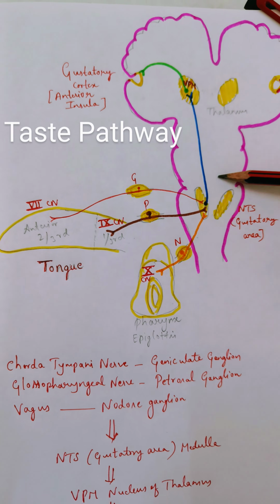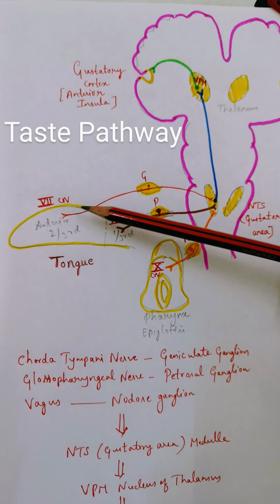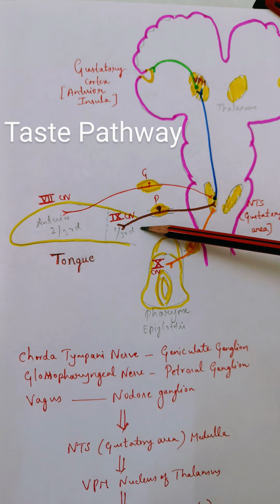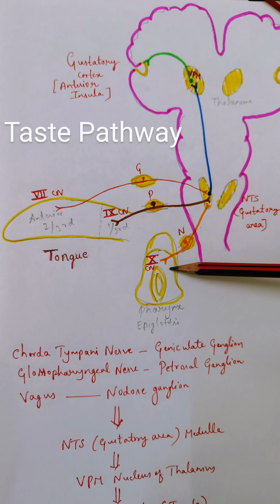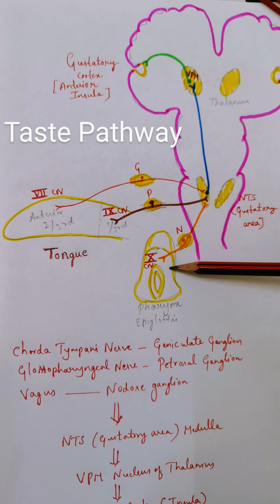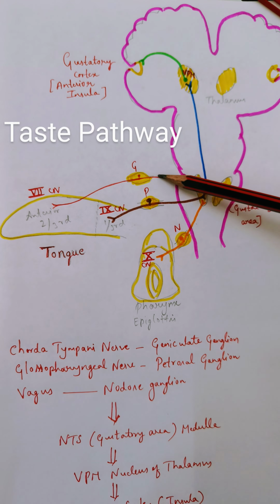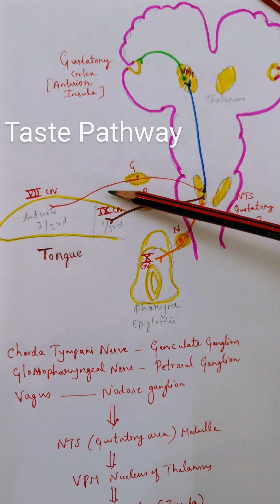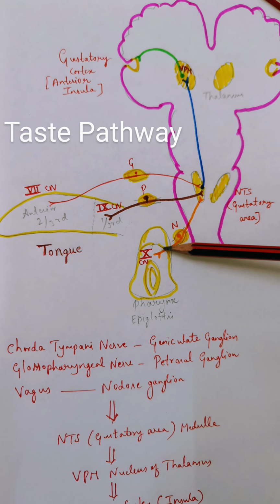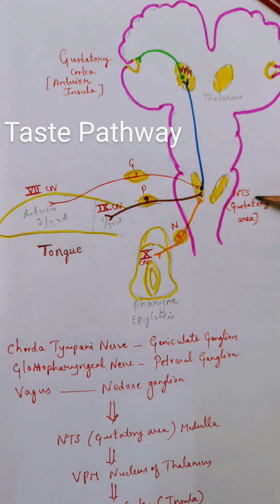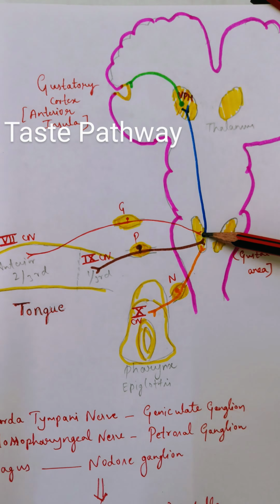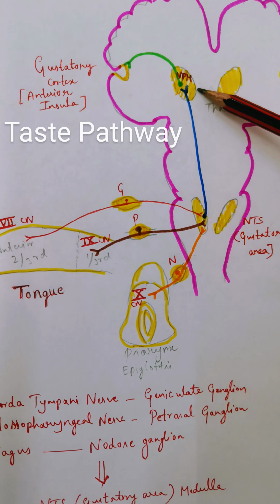So just to summarize now, the chorda tympani nerve from the anterior two-thirds of the tongue, the glossopharyngeal nerve from the posterior one-third of the tongue, the vagus nerve from the posterior-most portion like pharynx, epiglottis and all, the taste sensation is being carried by these three nerves. Chorda tympani nerve, glossopharyngeal nerve and vagus nerve to the NTS, gustatory area of nucleus tractus solitarius in the medulla. Second order neuron arises and then it goes and relays in the thalamus.